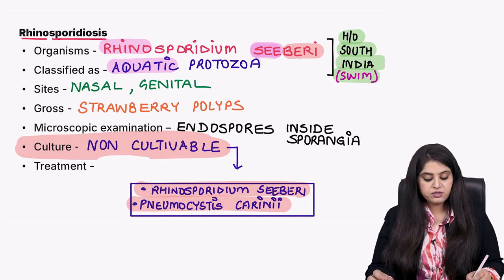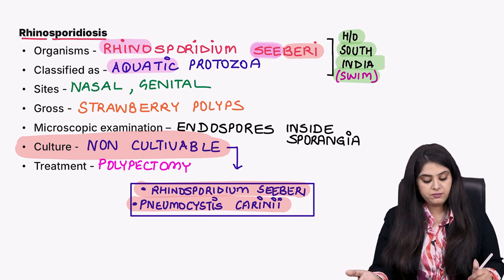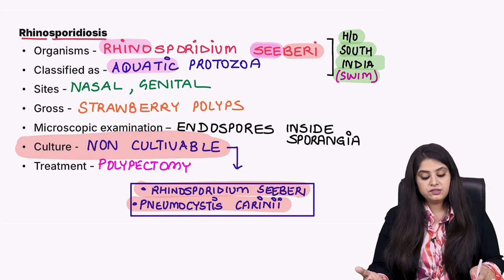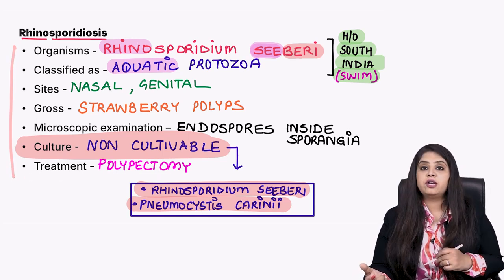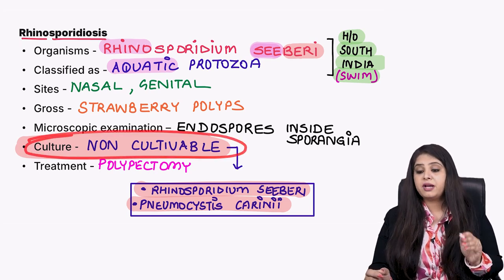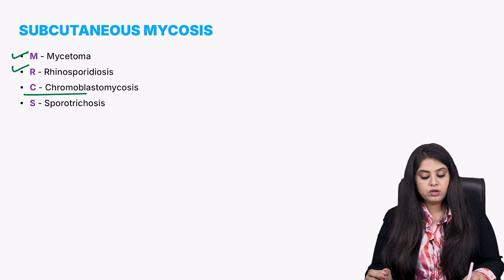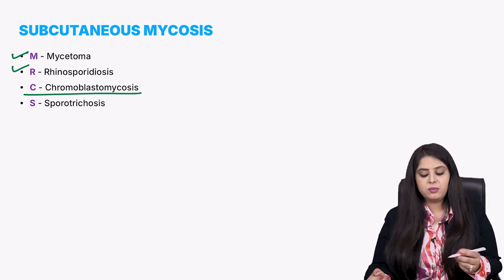Finally, of course, you ask me the treatment, and in ENT, if there is a polyp, then you do the removal of the polyp, which is a surgical procedure called polypectomy. So these are all the buzzwords that you need to know about rhinosporidiosis. Of course, getting a question on non-cultivable for microbiology is very important. Now you're done with the first two, and now you move on to the last one of the list, that is chromoblastomycosis.